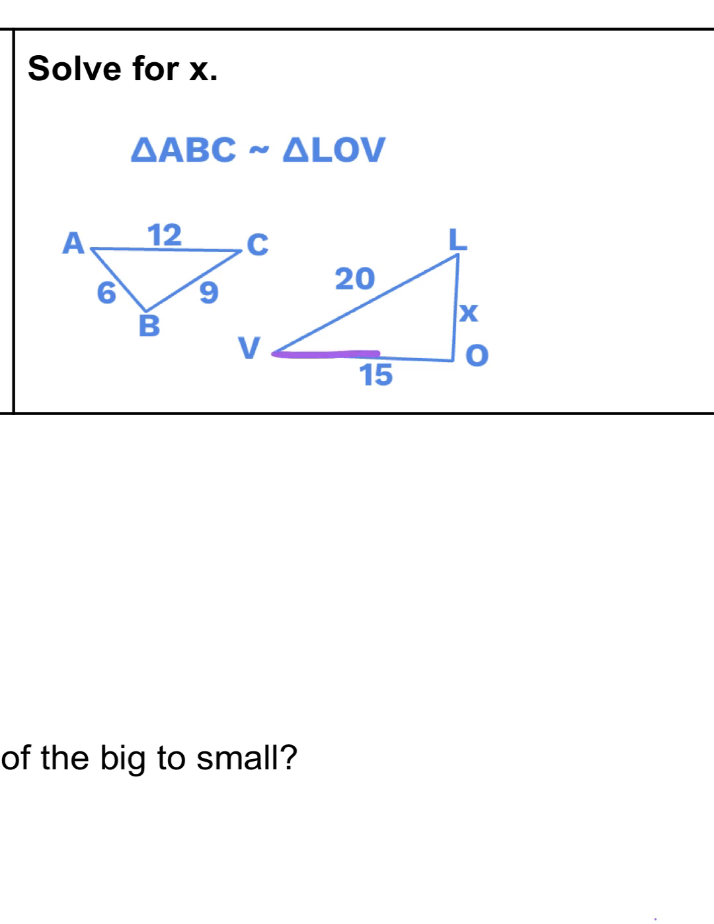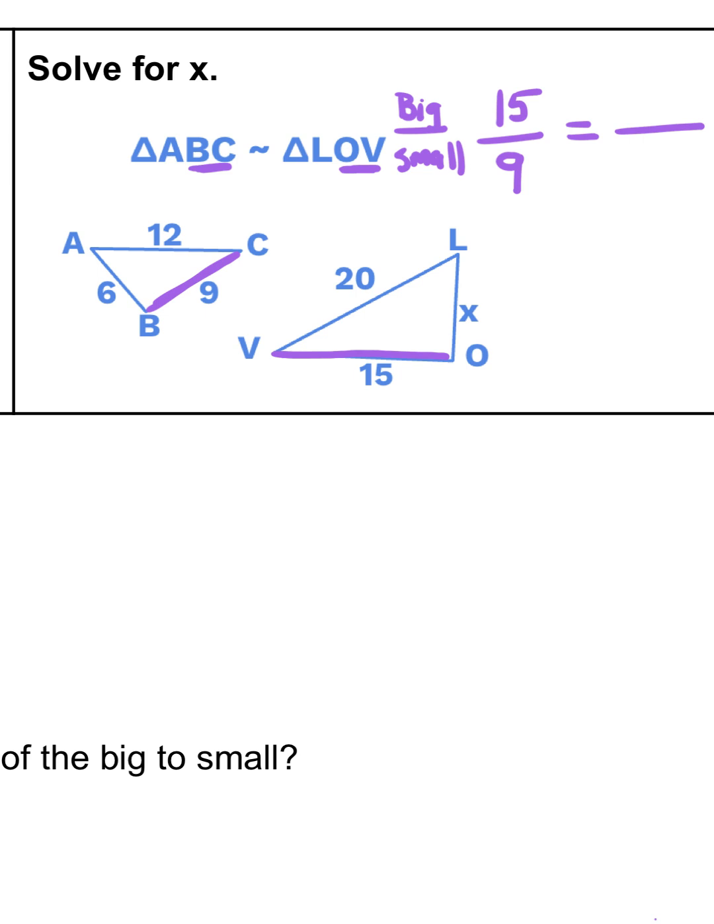15 right here from V to O. Okay, that is the second and third letter, so that is going to correspond with B to C on the other triangle. From B to C is 9. Those are corresponding sides. They are both given, so that will be my first ratio, 15 over 9. Now, I have chosen to go big on top and small on the bottom. So there is the first ratio of my proportion. That means both ratios have to have the big figure on top and the small figure on the bottom.